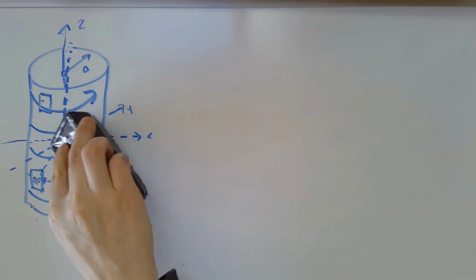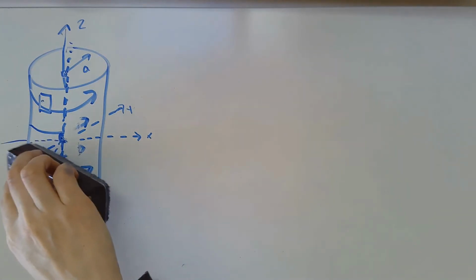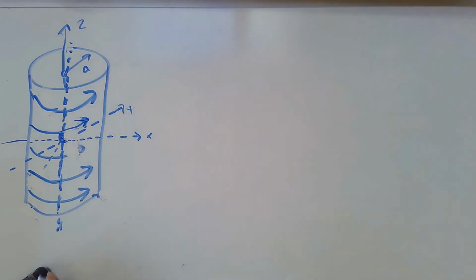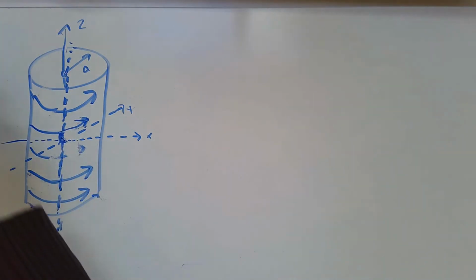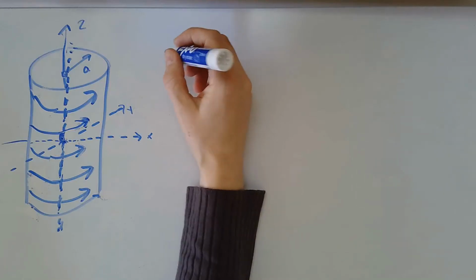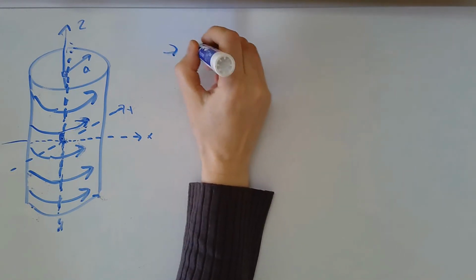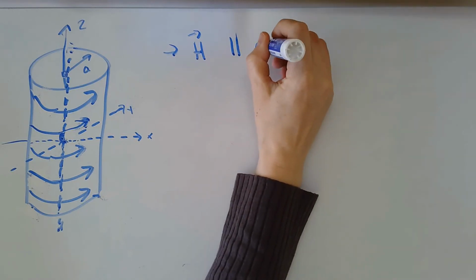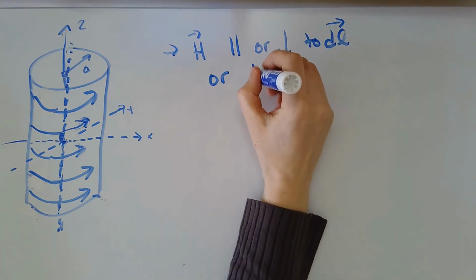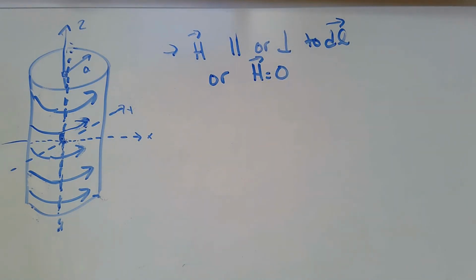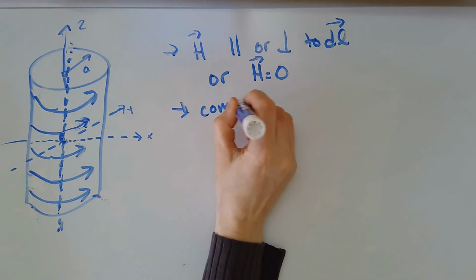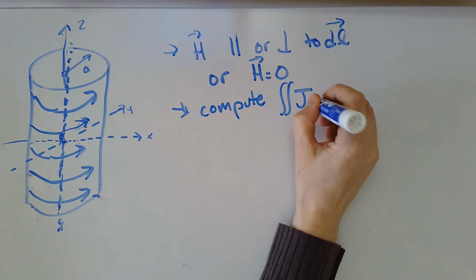How are we going to do that? We're going to erase some things to make some room on my drawing. There we go. Looking good. So if you remember, our requirements for the loop are that H has to be parallel or perpendicular to dl, or you can have H equals 0 everywhere. And we need to be able to compute how much current is flowing through the loop.